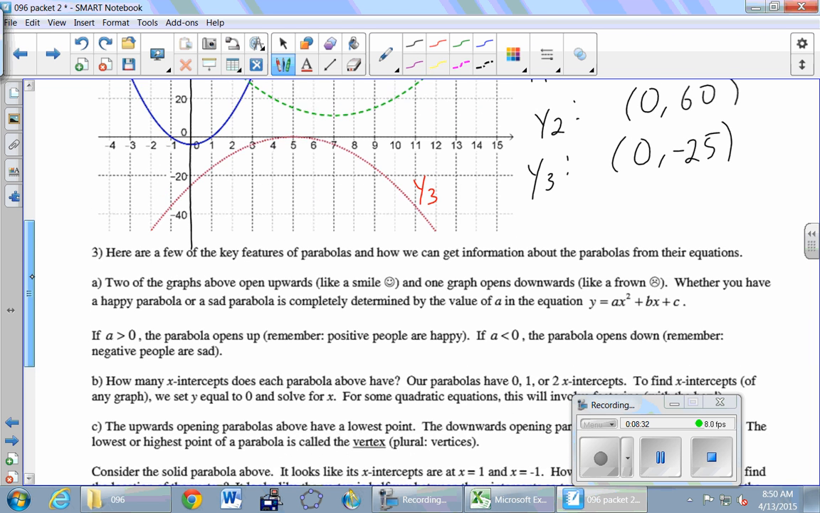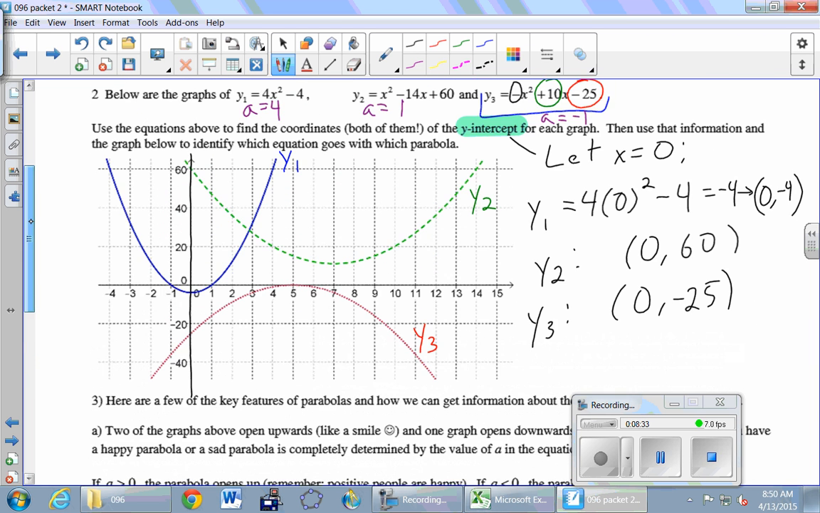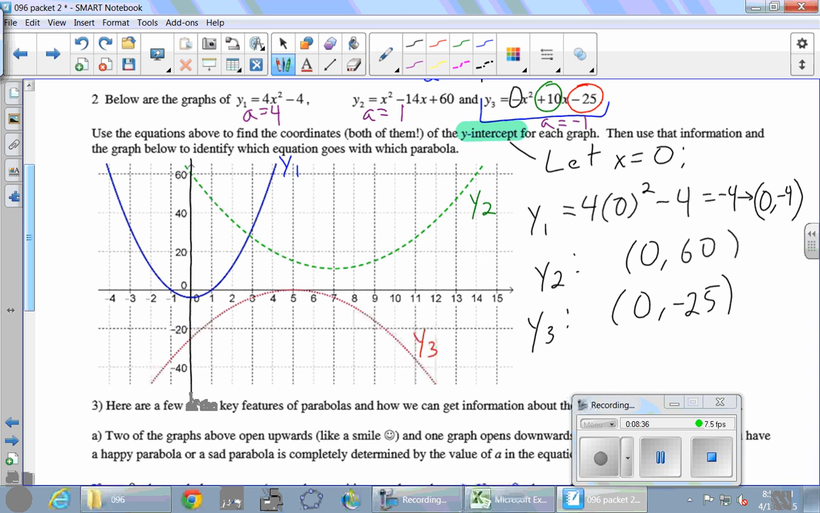Okay, part B talks about x-intercepts. Let's look at this picture. How many x-intercepts does the blue parabola have? The blue parabola has 2, two places where it crosses the x-axis. How about the red parabola? How many x-intercepts? Looks like just the one, like it just barely touches the x-axis and then runs away. Green, how many x-intercepts? 0.